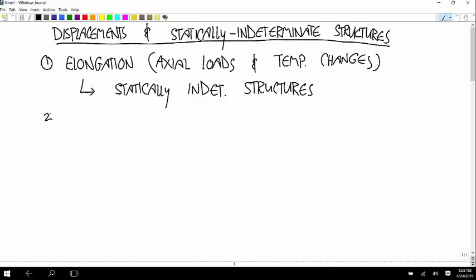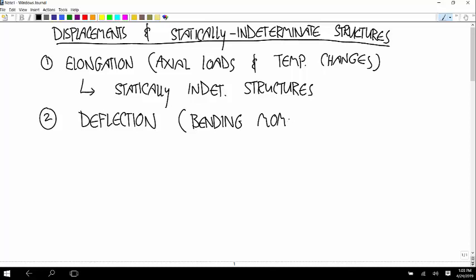And then we'll talk about deflection. Deflection is caused by bending moments. You could also think of it as caused by shear forces. Those are related by their derivative relationship. And after we talk about deflection, we'll do statically indeterminate structures.